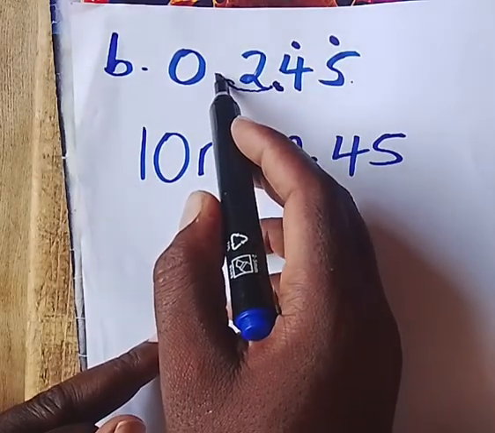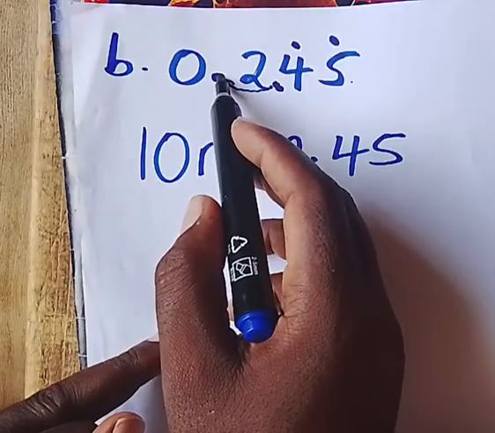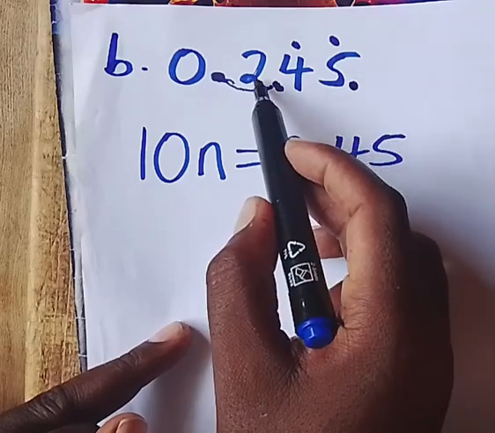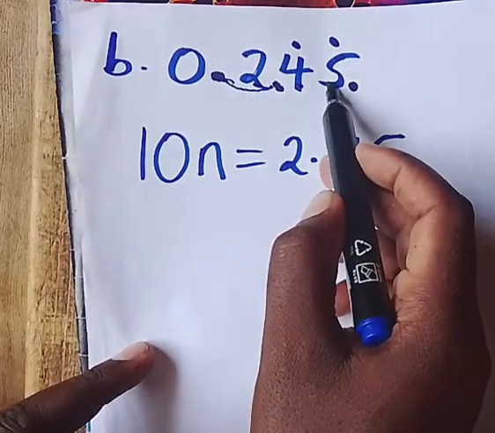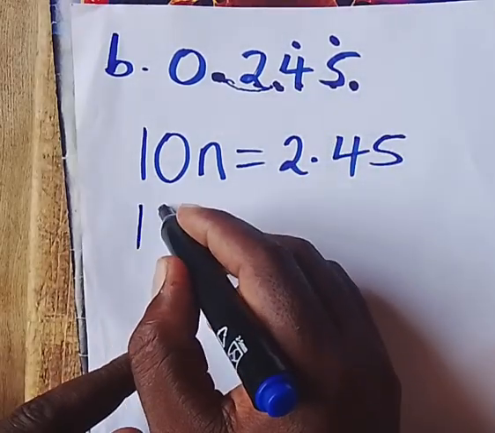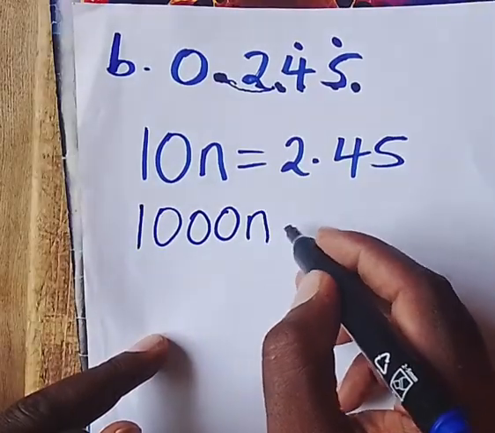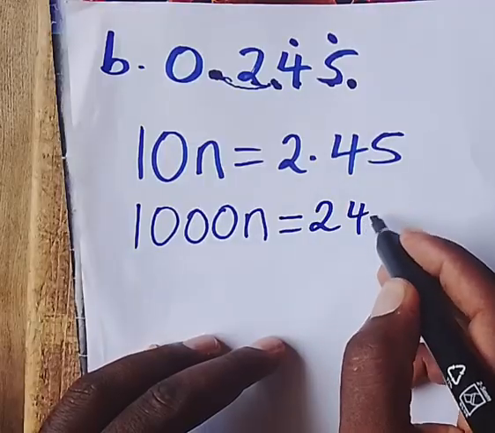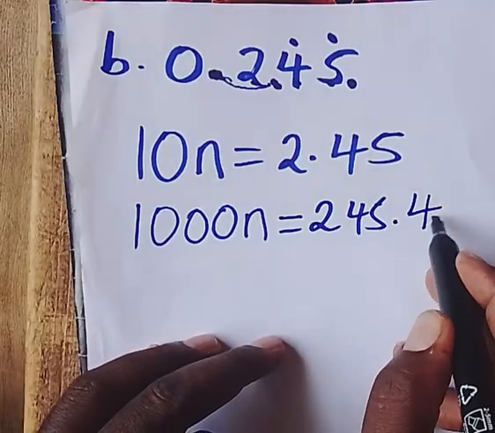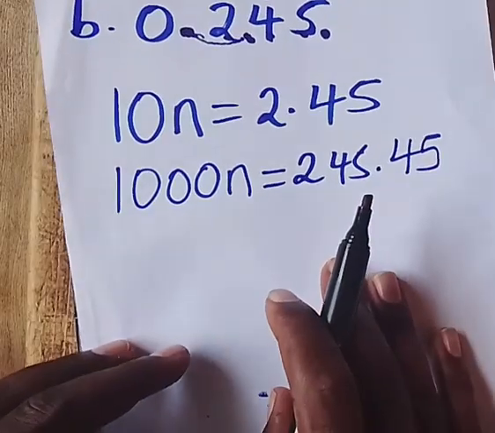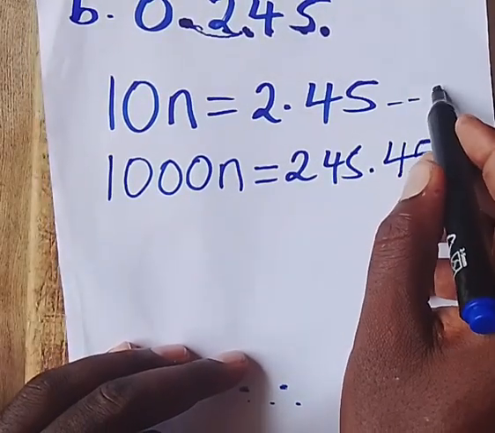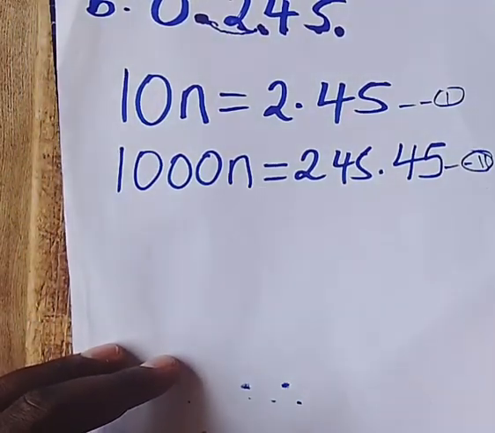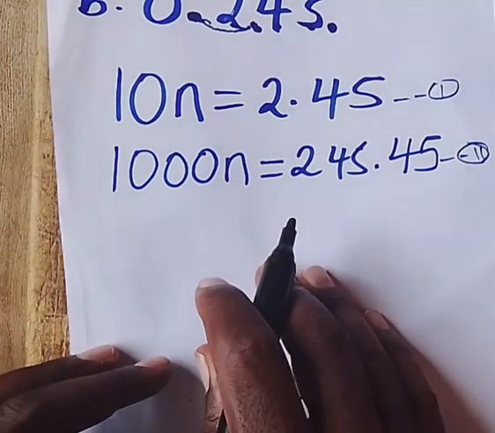Step number 2, we move this original decimal point to the last recurring digit, which is 5. So how many steps do you move? 1, 2, 3. So those are 3 zeros, and 3 zeros means it is now 1000n, which is simply 245.45. Now, this is 1 and this is 2. Now you subtract 2 from 1.